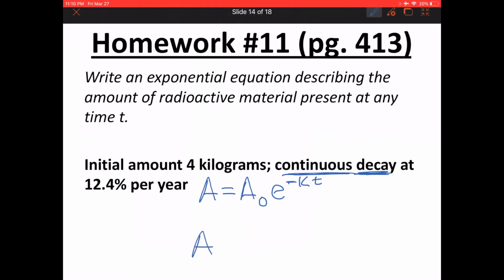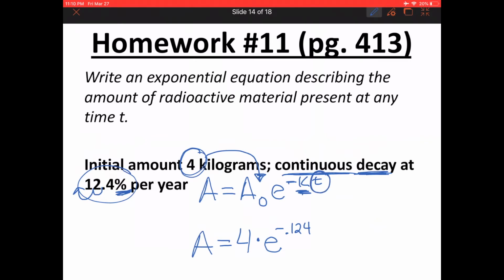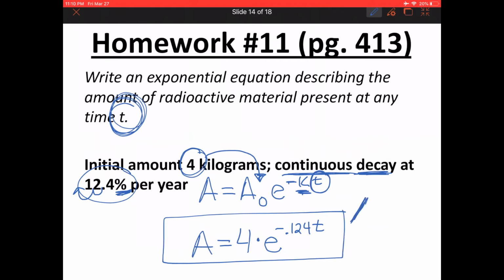So let's go ahead and start filling this equation in. A sub 0 is my starting amount, and I start with 4. So instead of A sub 0, I'm going to put 4. Then I'm multiplying by e. K is my rate. So I'm decaying at 12.4% per year. To make that percent into a decimal, I move the decimal point to the left 2. So I'm going to have negative 0.124 as my rate. T represents the time that has passed. The directions tell me I don't know how much time has passed, so I just leave that as my variable t. And here at the bottom, I have my final answer. This would be the equation.